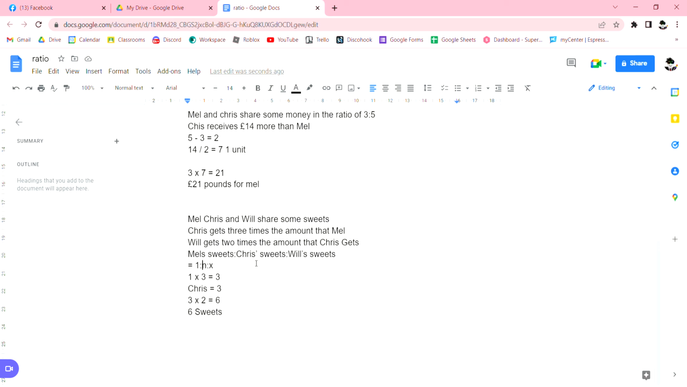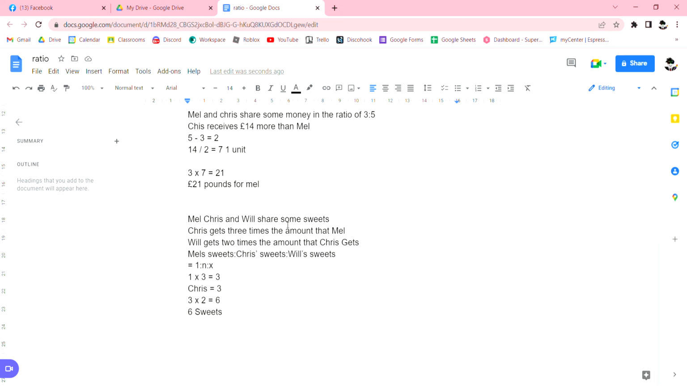So we know, I'll just go over it again. So we know that Chris gets 3 times the amount of Mel, because it says it there. Mel has 1 sweet, so obviously it's going to be 3 times 1 to get the 3 for Chris. Will gets 2 times the amount of Chris. We know Chris has 3, so it'll be 6, because 3 times 2 is 6.